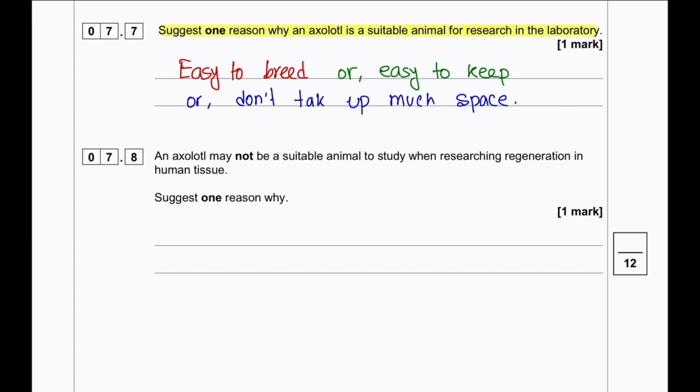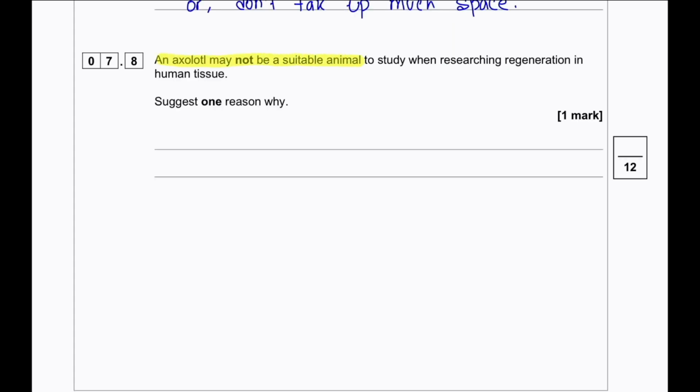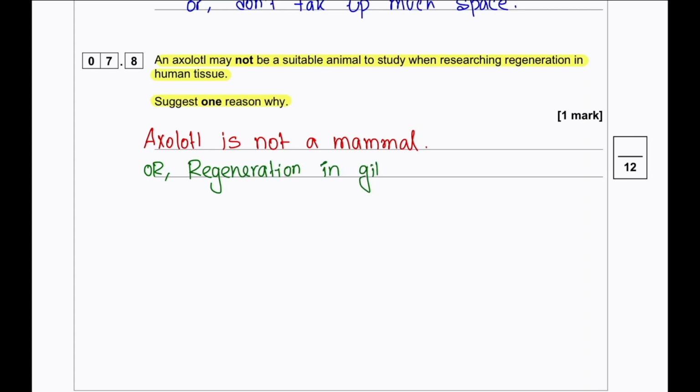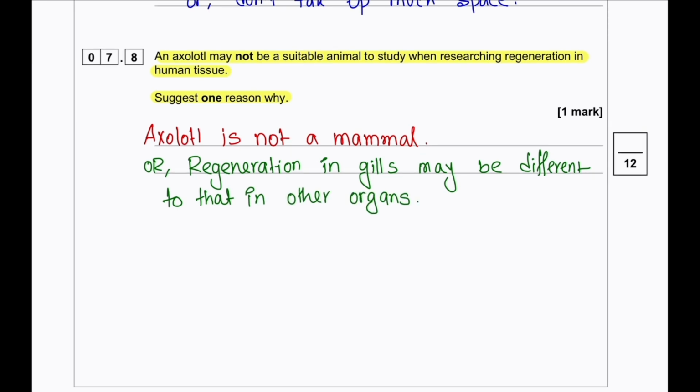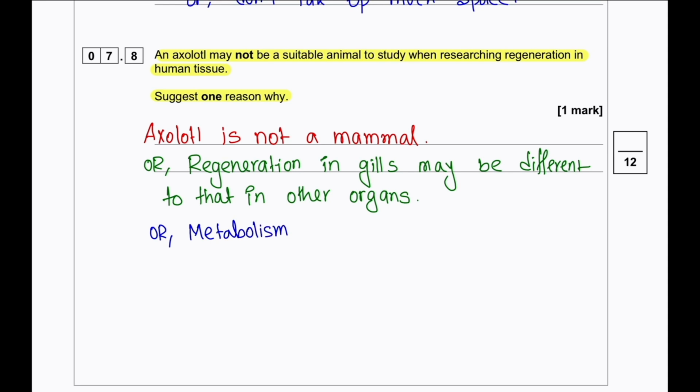Any one of these possible points will be the answer, so just feel free and write one of them. An axolotl may not be a suitable animal to study when researching regeneration in human tissues. Suggest one reason why. One of the main reasons that we can come up with is because it is not a mammal, rather it is an amphibian. The other possible answers are regeneration in gills may be different to that in other organs or other parts of the body. And finally, the body or the metabolism of the axolotl is too different compared to that of humans. Any one of these points are possible answers. So just choose one of them and feel free to write it whenever you get a question like this.